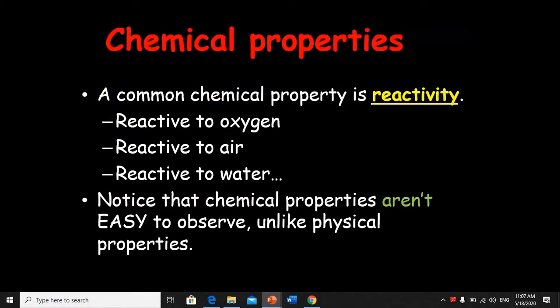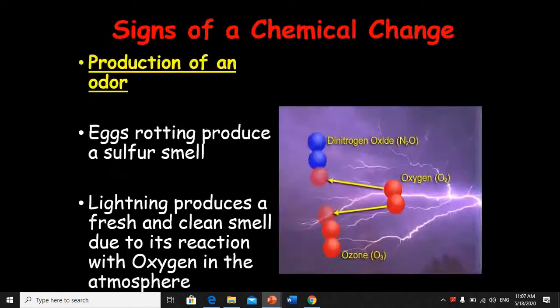The chemical property is common because we said it's related to the identity of the matter itself. Examples are if it reacts with the air, the oxygen, which is part of the air, or reacts with water. And we notice that the chemical properties are not easy to observe, unlike the physical ones, which you can easily observe.